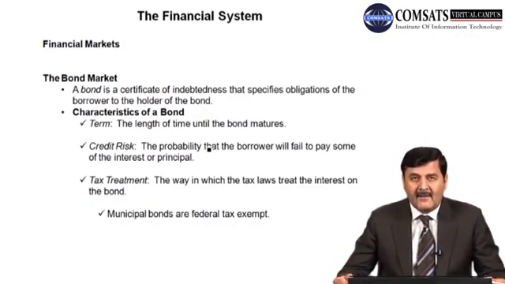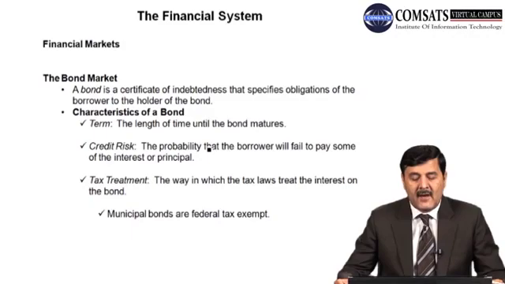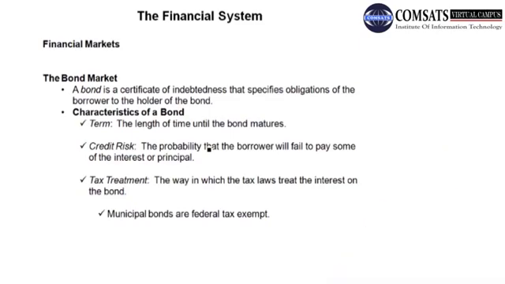The second characteristic is credit risk, the probability that the borrower will fail to pay some of the interest or the principal, right? Sometimes there is a chance that the borrower will fail to pay some of the interest or the principal on the bond to the holder of the bond. That is known as the credit risk.